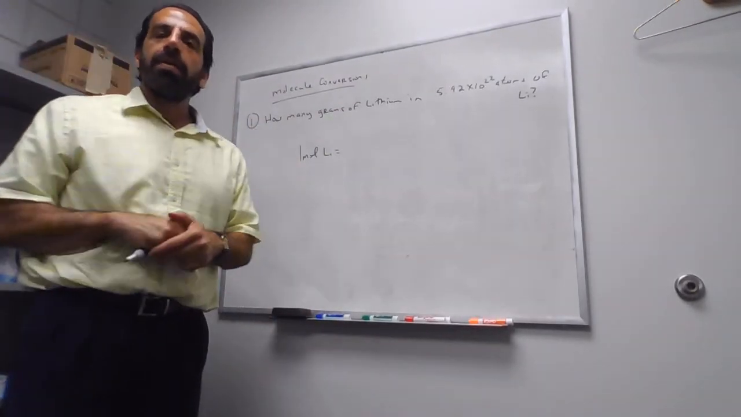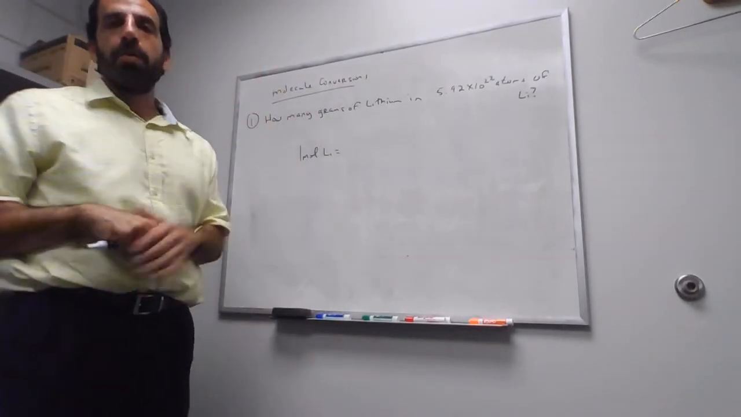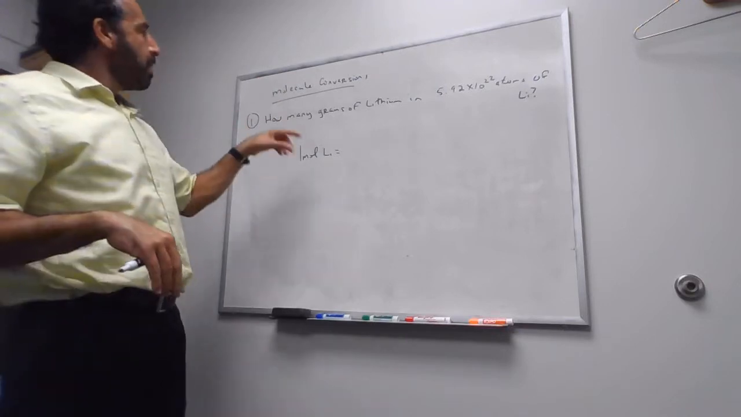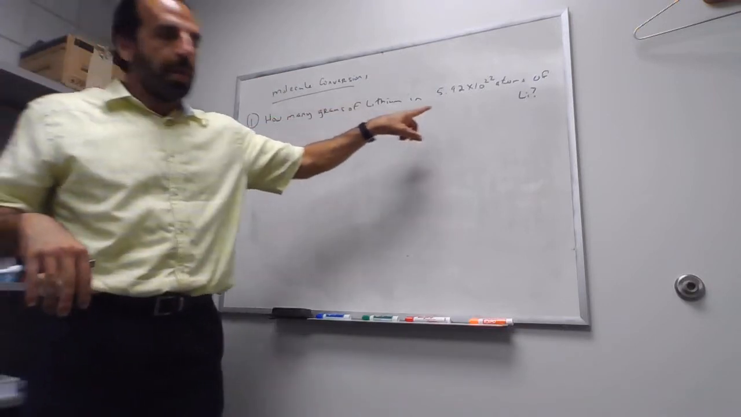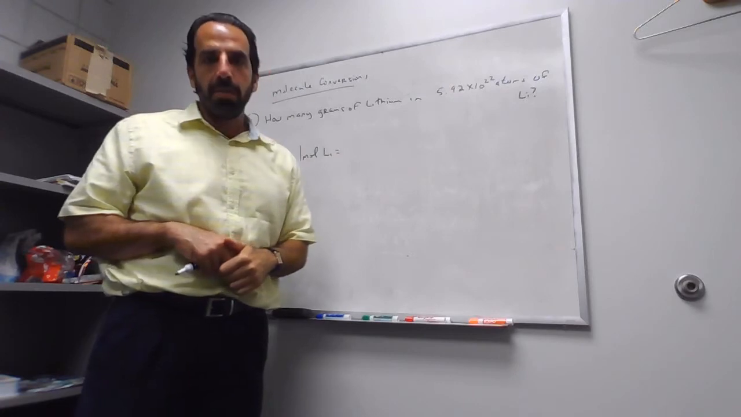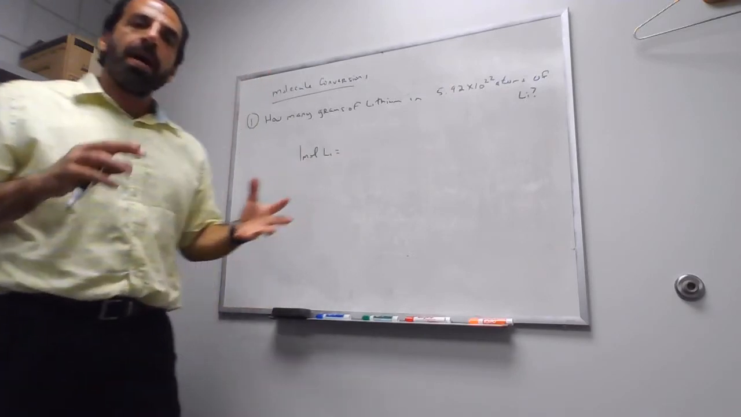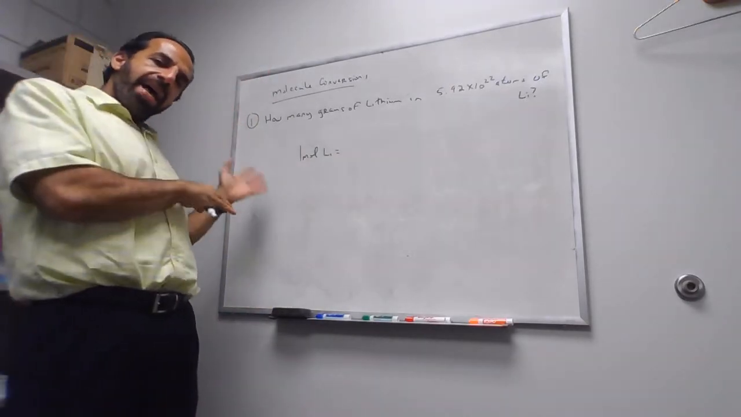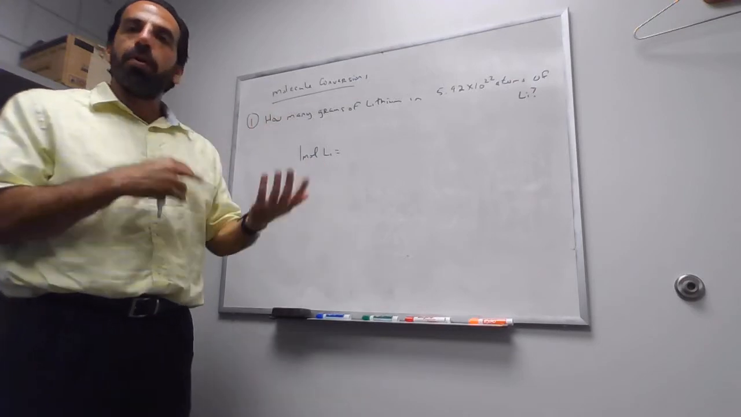So let's take a look at some conversions with molecules. So let's take a look at this problem. It says how many grams of lithium in 5.92 times 10 to the 22nd atoms of lithium. Now, to relate atoms and grams, etc., you need to go through moles.